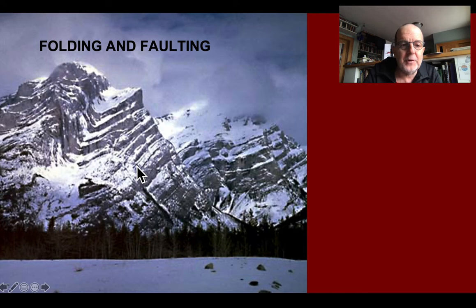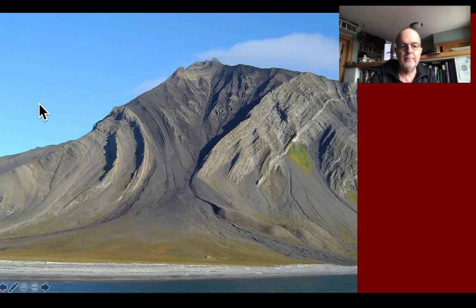Folding and faulting. So here we see anticline, syncline. But then we see these amazing fault blocks in here. So these blocks of rock have been shifted both up and down as they've been folded. Oh, I love this picture. I think this is from Greenland. Look at the amazing folding in here. And then these large synclines. Oh, this is just gorgeous.